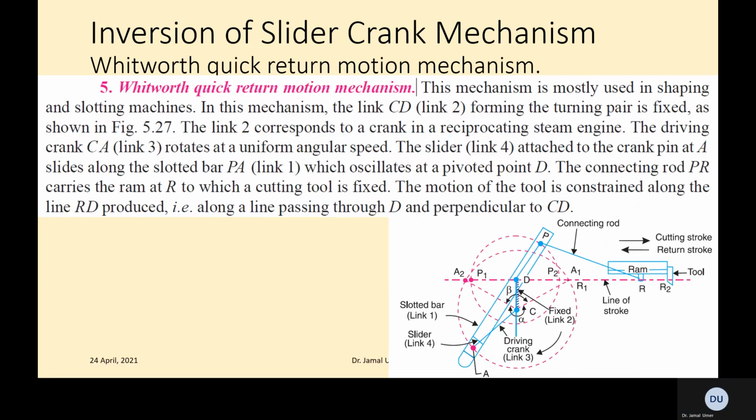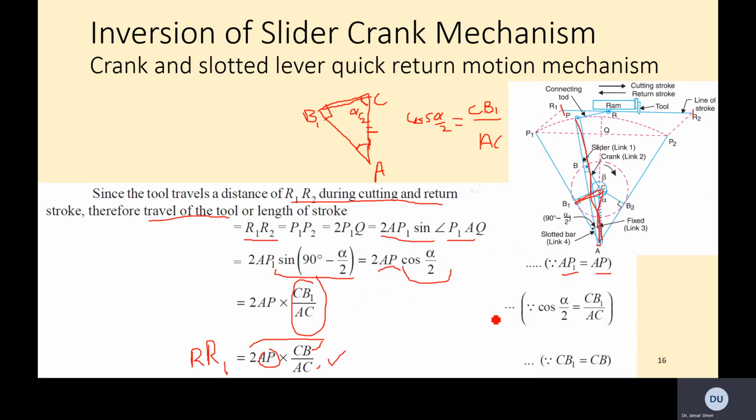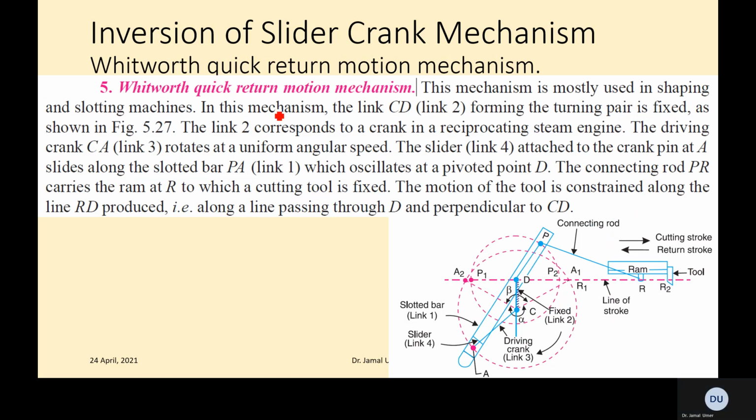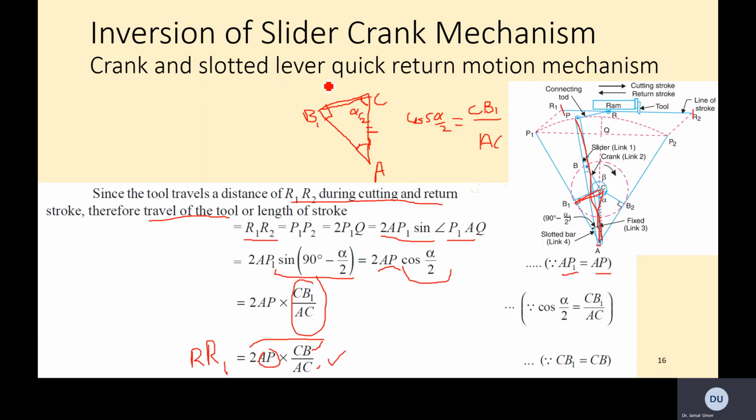All right. And yeah, so next category is different. So we will have some problem solving from here after discussing this one. So next, the Whitworth quick return motion mechanism. So this mechanism is mostly used in shaping and slotting mechanisms. You saw the previous example, the crank and slotted lever quick return mechanism. This is definitely for the shaping machine.